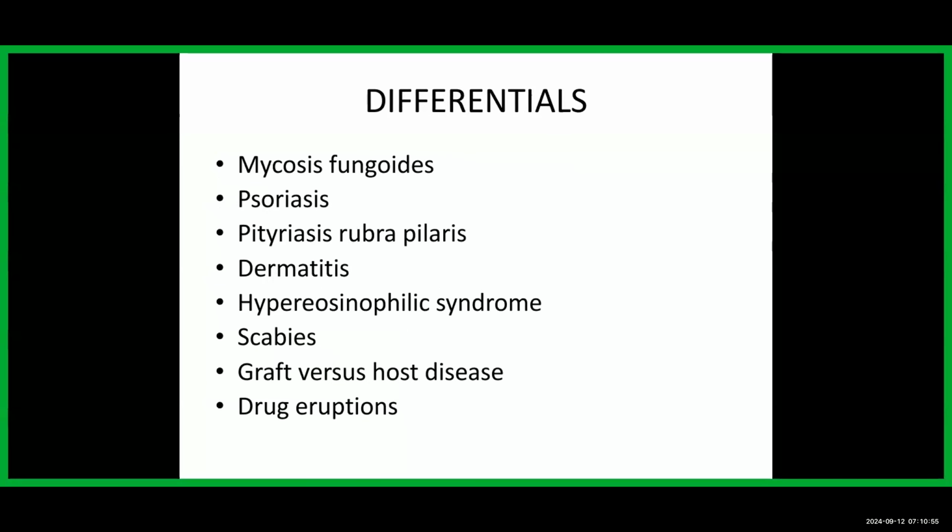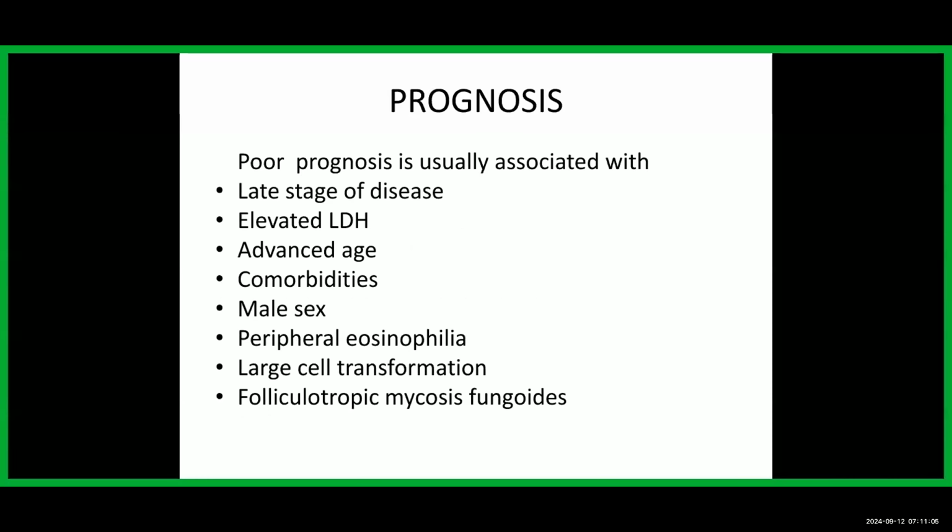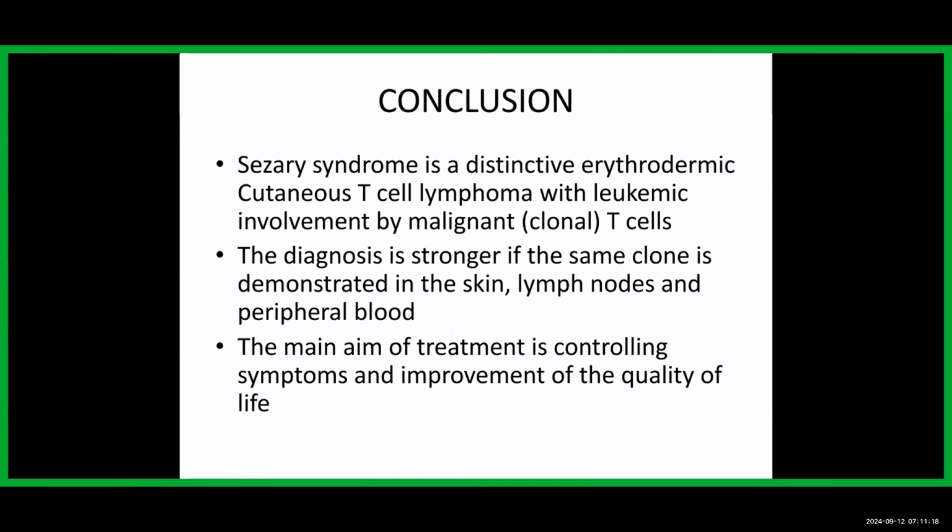So the differentials, one of them is mycosis fungoides, the other one psoriasis, pityriasis rubra pilaris, dermatitis, scabies, and Graves' disease. So we look at the prognosis. Poor prognosis is associated with late stage of disease, elevated LDH, male sex, peripheral eosinophilia, and folliculotropic mycosis fungoides.